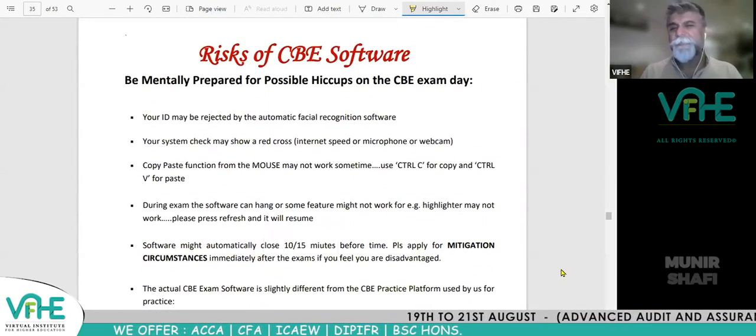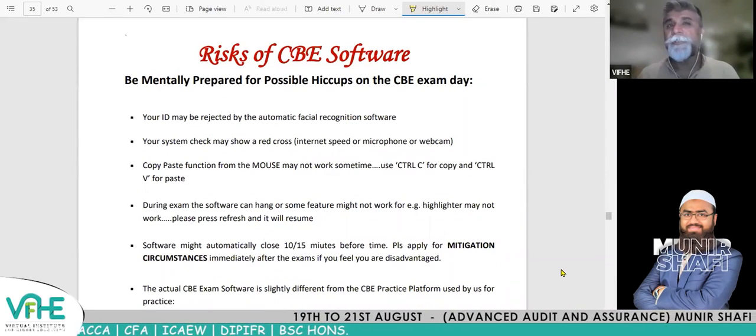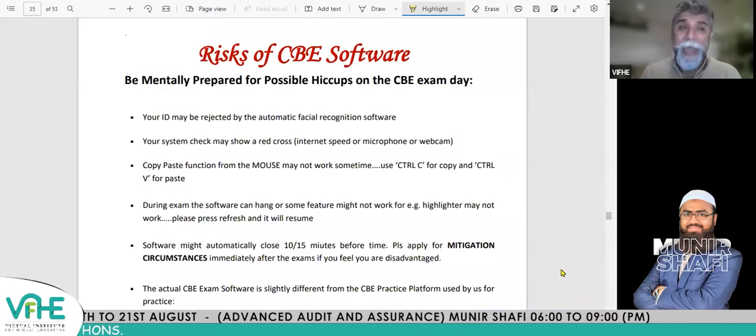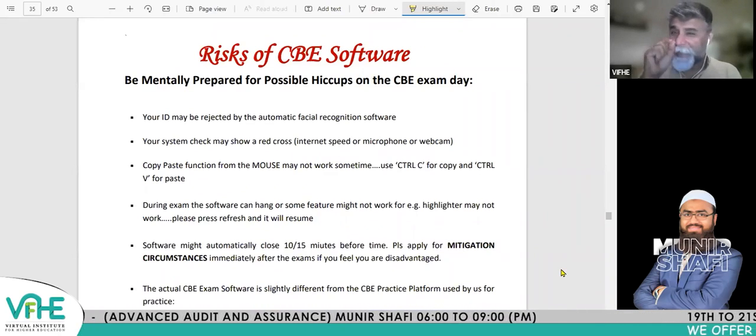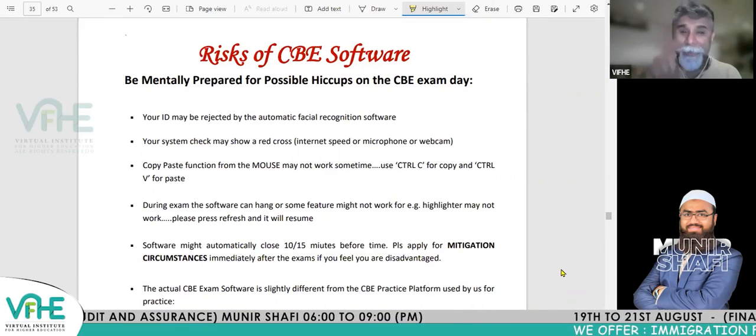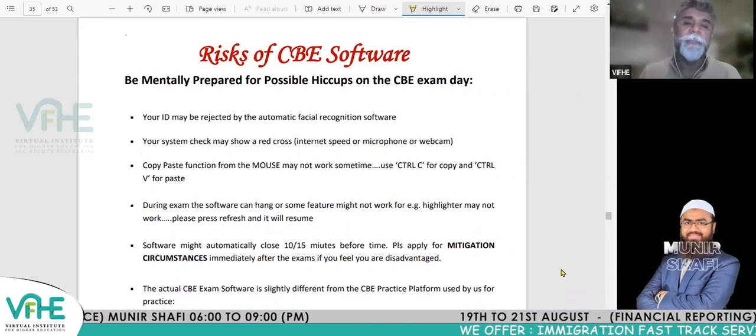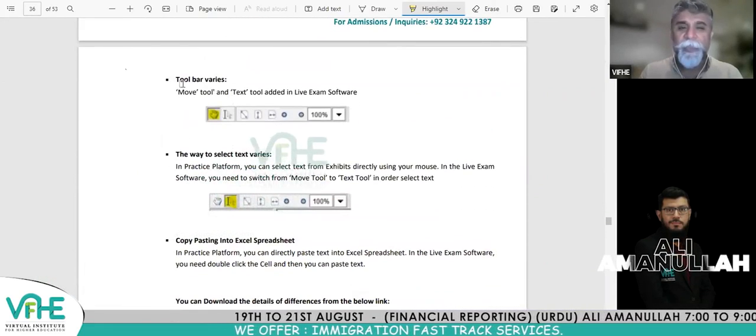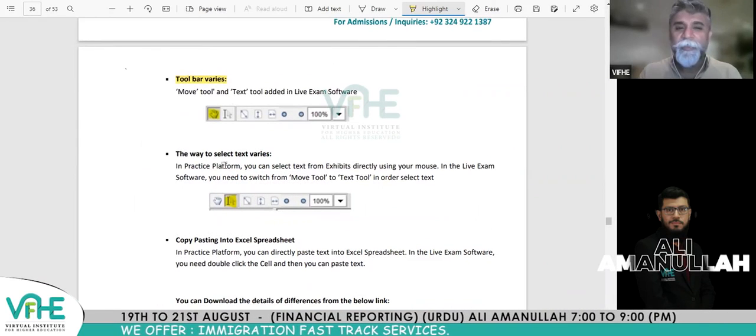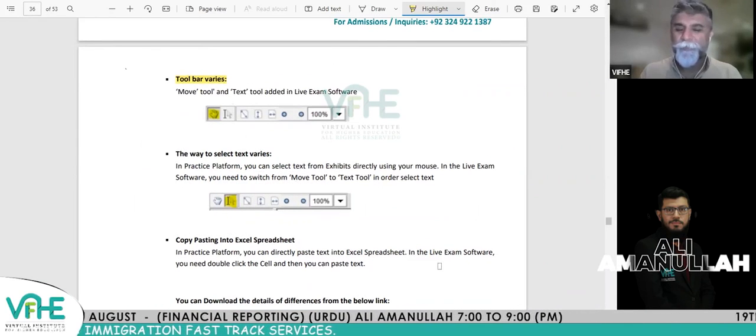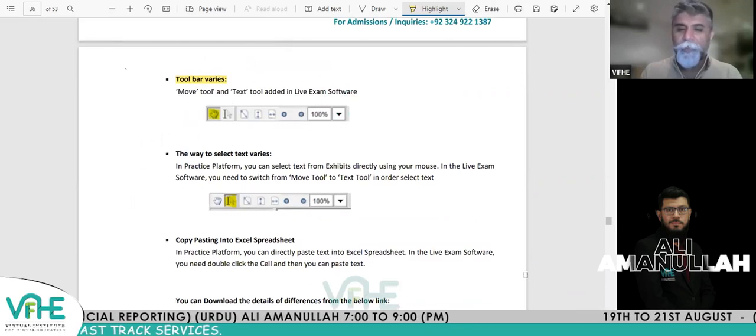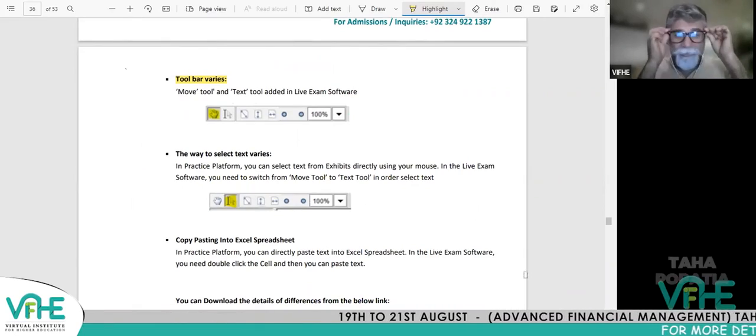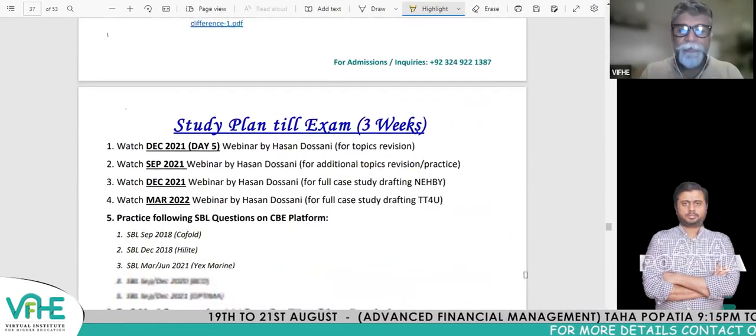There are some small limitations of your CB software. The CB software which you are using now in your practice is slightly different from the actual CB software used under the exam conditions. There are some differences, like the toolbar, it varies. You can just go through it, very small differences, nothing to worry about. But I just thought I'll bring it to your attention so that you don't panic on the last day. And this is very important.